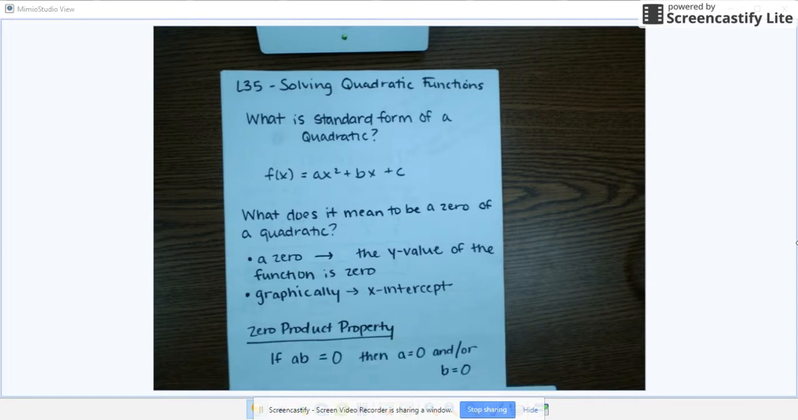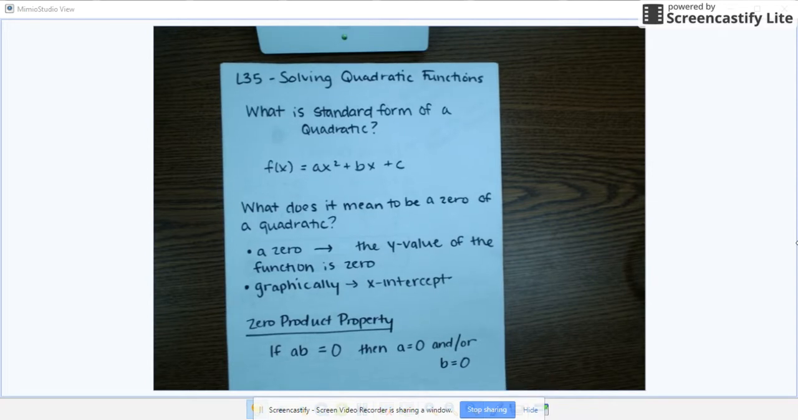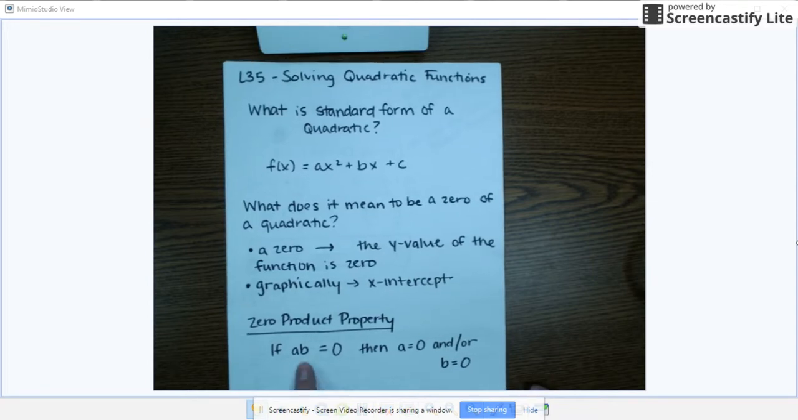We're going to briefly talk about the zero product property that's going to help us with solving these quadratic functions. If you have two pieces multiplied together and they equal 0, that means either A or B has to be 0. They could both be 0, but at least one or the other needs to be 0.